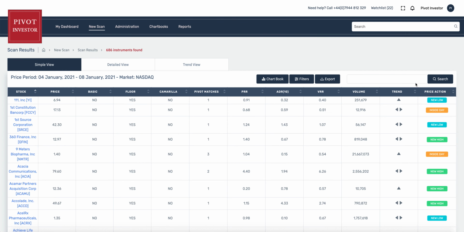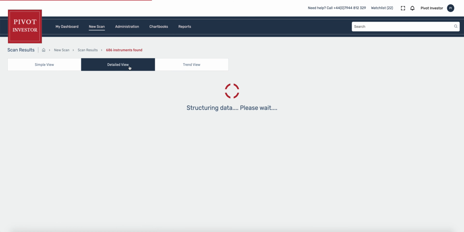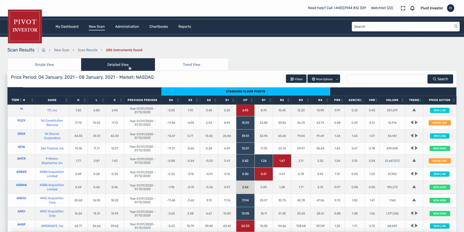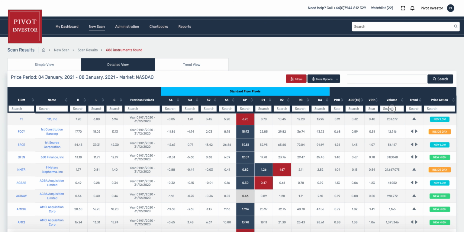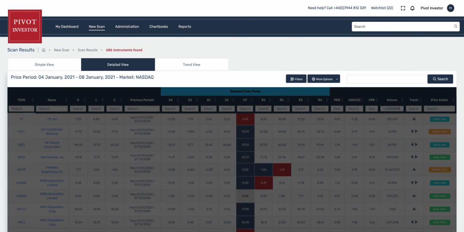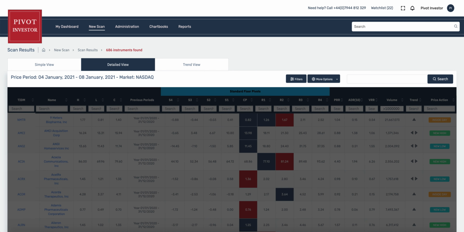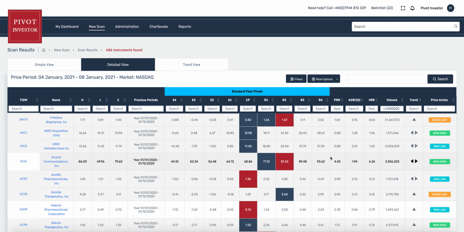I've got 686 matches, so let's just drill down a bit on that. Just go into the detailed view, and the first thing I want to do is just let's have a look at those instruments where volume is typically at least over 1 million. Okay, so all the stocks where volume was over 1 million.